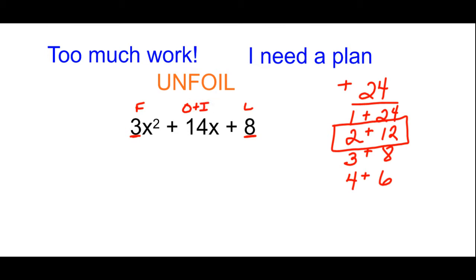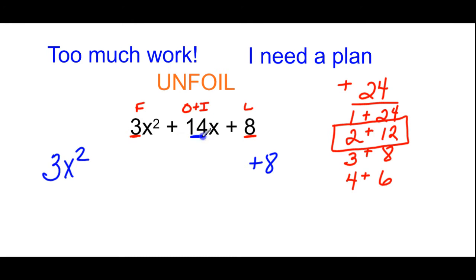So what we're going to do now is rewrite this polynomial. It is a trinomial now. We're going to turn it into a 4-term polynomial. So 3x squared is going to stay the same. The plus 8 is going to stay the same.